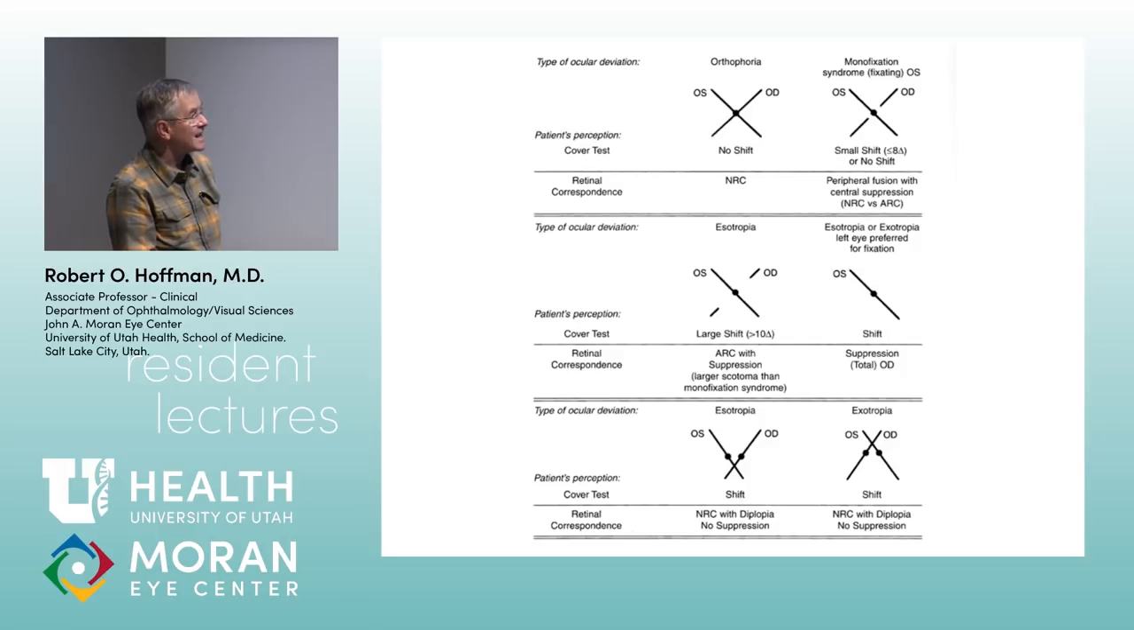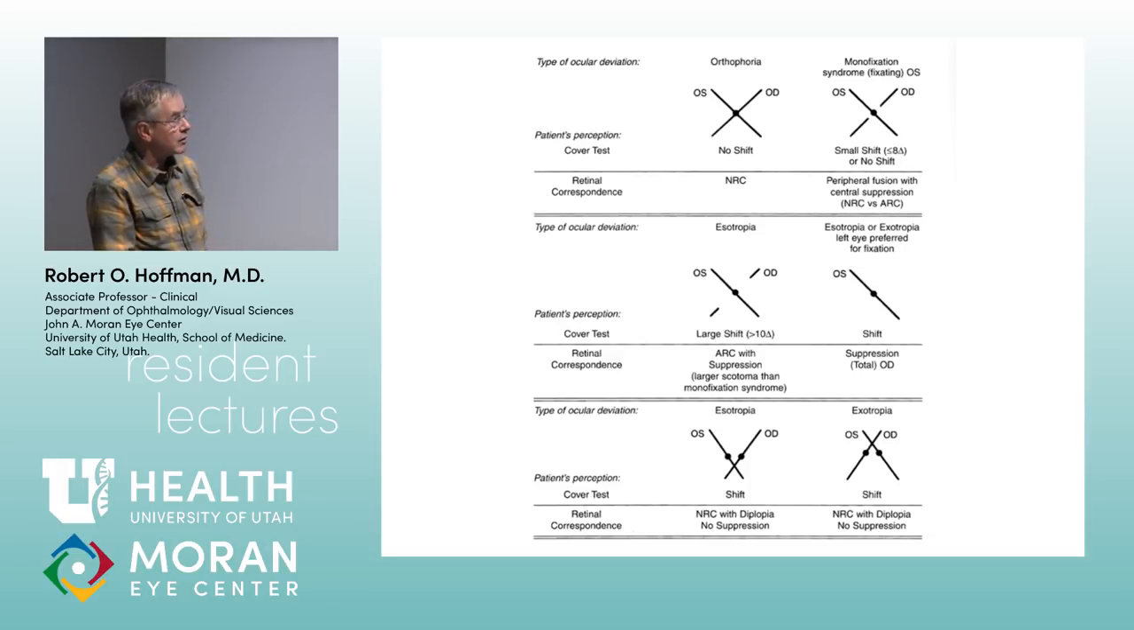Now, let's say we're esotropic, and we're going to go down to this, because these are the ones that they usually get you on. Notice here with esotropia, the image to the right eye is shifted to the right, the image to the left eye is shifted to the left. Is that uncrossed or crossed? Uncrossed, right? And we just said for esotropia, you get uncrossed diplopia.